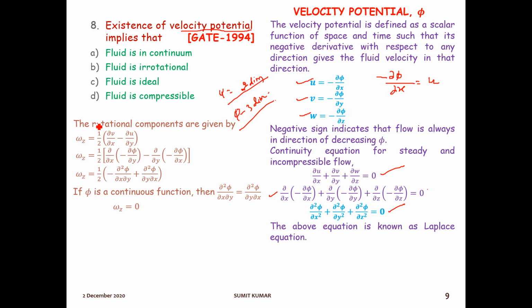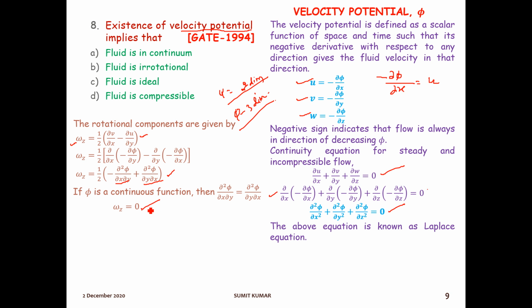And if we write the rotational components, angular velocity, the formula was this one, half of del v by del x minus del u by del y. This is the formula for angular velocity. Now just replace this v and u with this phi function. So we can write half of del by del x of v. V is what? Minus del phi by del y. Similarly, u is minus del phi by del x. So we will get this equation. If phi is a continuous function, then we can say this and this term is identical. So this omega z will be 0.